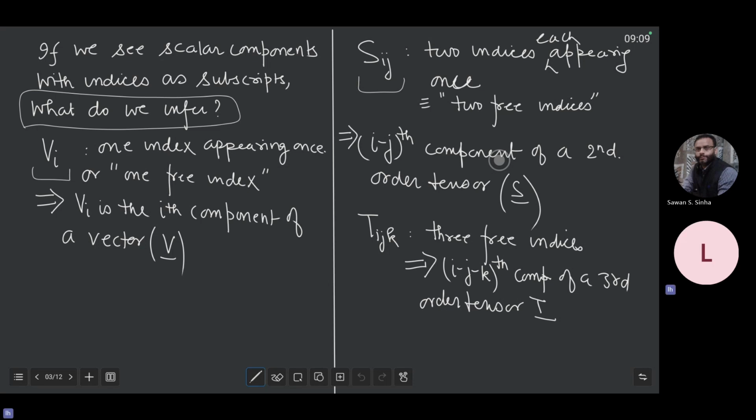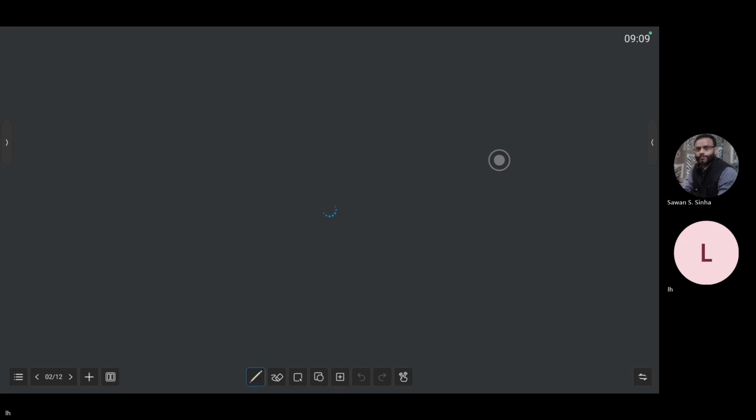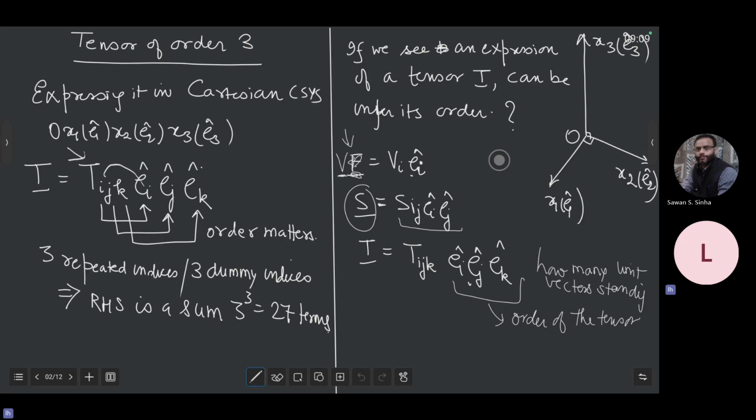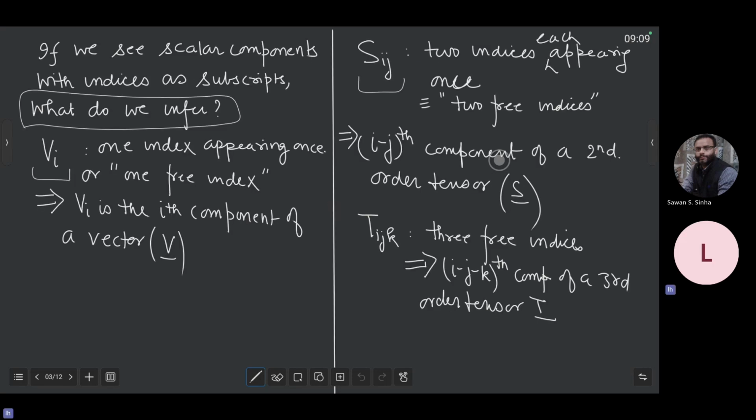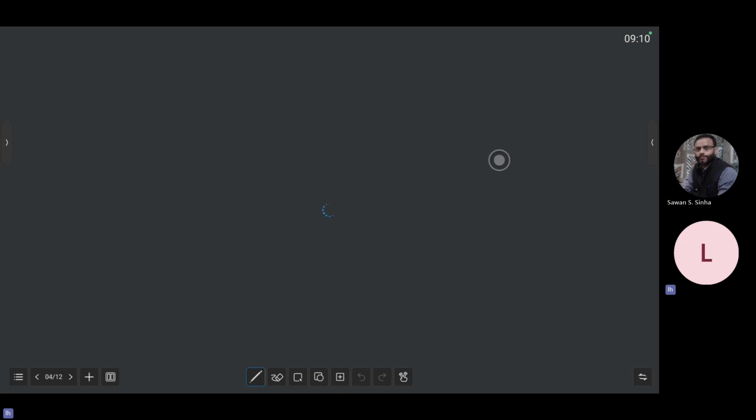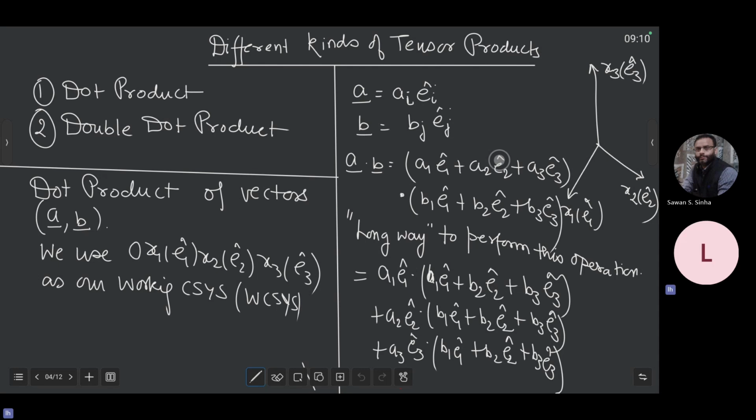So either I write the expression of the scalar component, or I write the full expression. Once you start referring to a coordinate system, there are enough hints available to infer what order tensor you are dealing with. Okay? This is what I meant when I said yesterday that there will be some information available in the context to judge the order of the tensor. These are examples of such information.